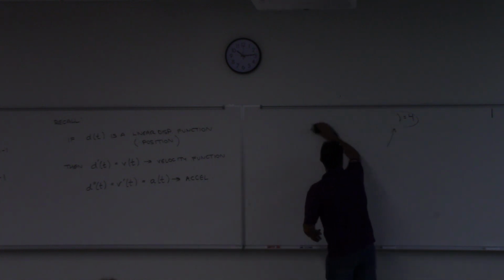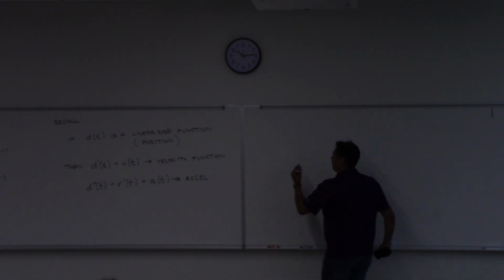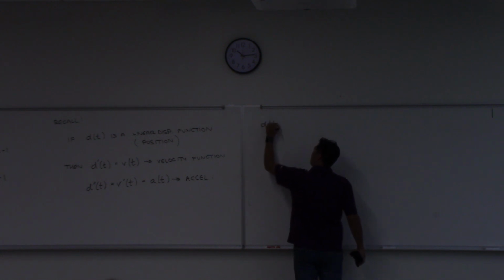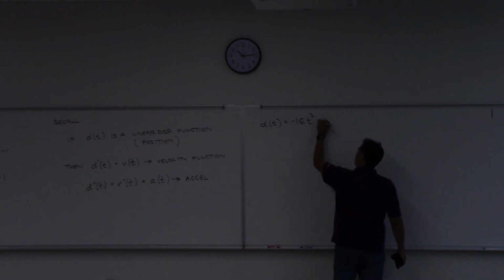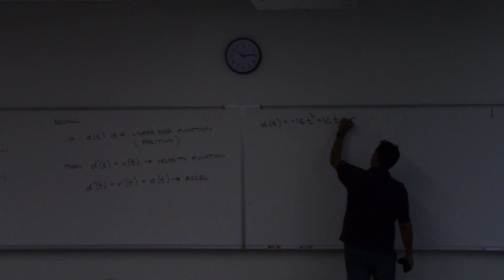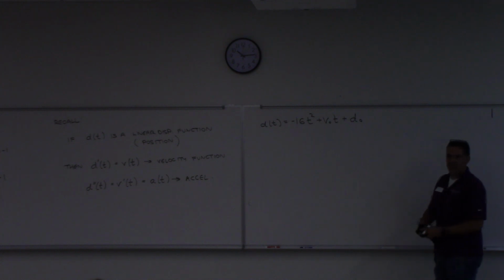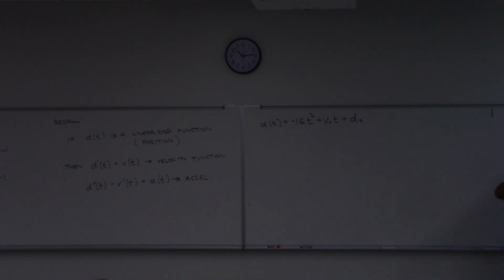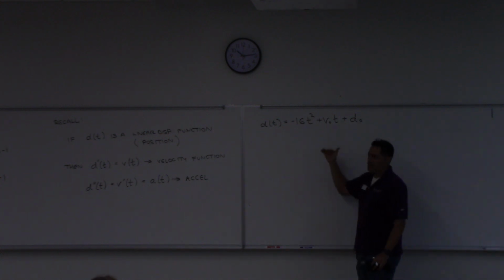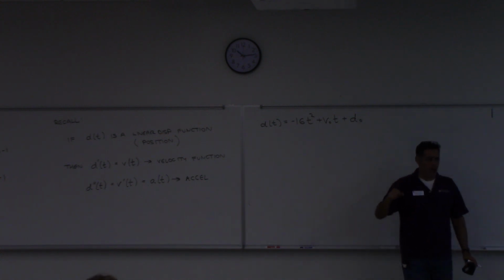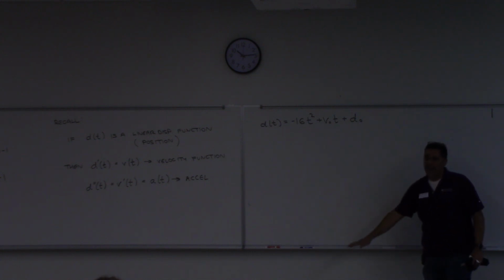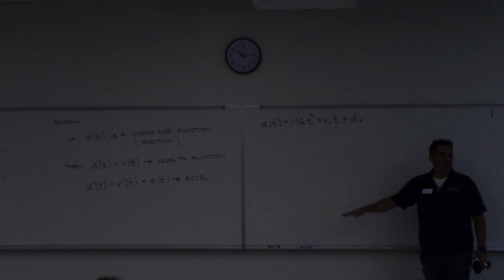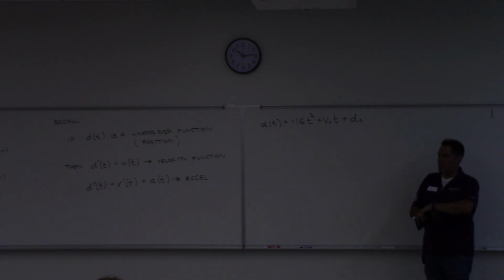Let's see by a show of hands how many of you have seen this formula: d of t equals negative 16t squared plus v naught t plus d naught. This is physics, kinematics, have you seen that? So this is a formula that will calculate, if you're on Earth and you drop an object, exactly how high that object is off the ground after a certain amount of time has passed.